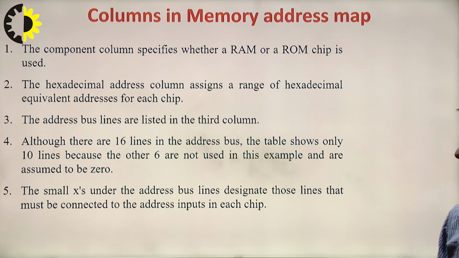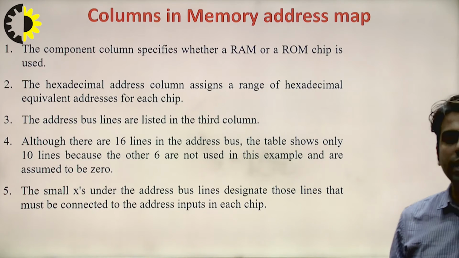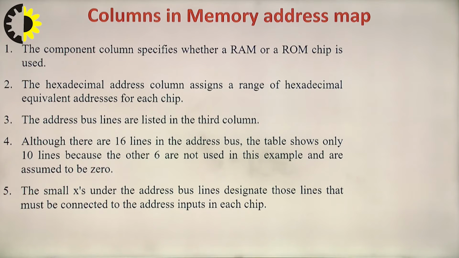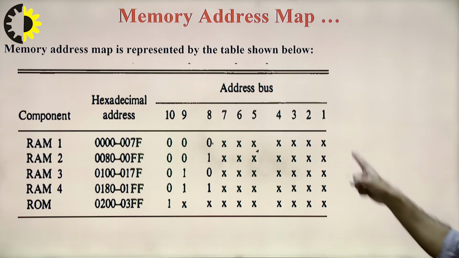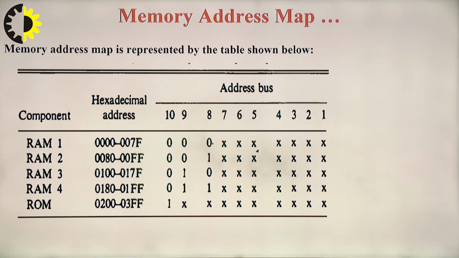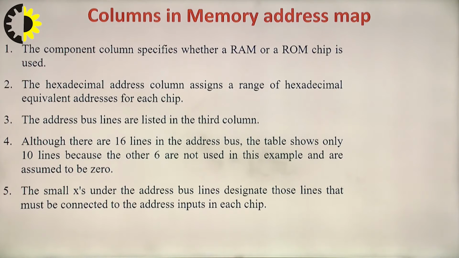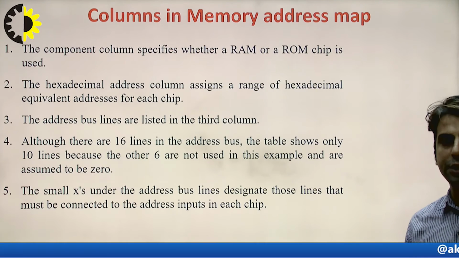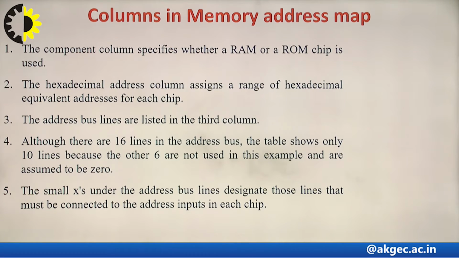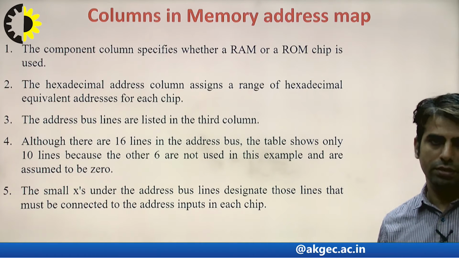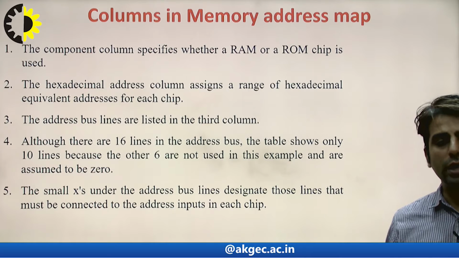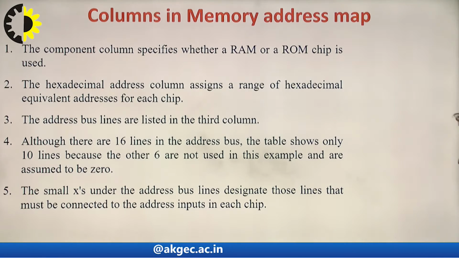Now, point number 4, although there are 16 lines in the address bus, the table shows only 10. That I have already explained. The 6 are not used in this example. That is why they are assumed to be 0. Number 5 depends upon all the small x in the table. These x under the address bus lines designate those lines that must be connected to the address input in each chip. So it must have some range starting from all zeros to all ones.